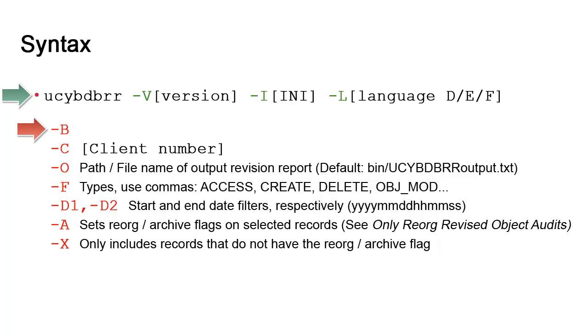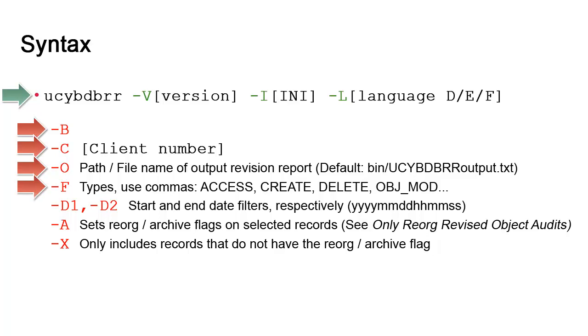-B is a constant for batch modes. -C points to the client number. -O sets the name and location of the report output file. You should use this option and make sure the reports are stored in a managed location with regular backups. The default location is set to the utility bin directory, which is really something we should avoid. The default name is the utility followed by output.txt.